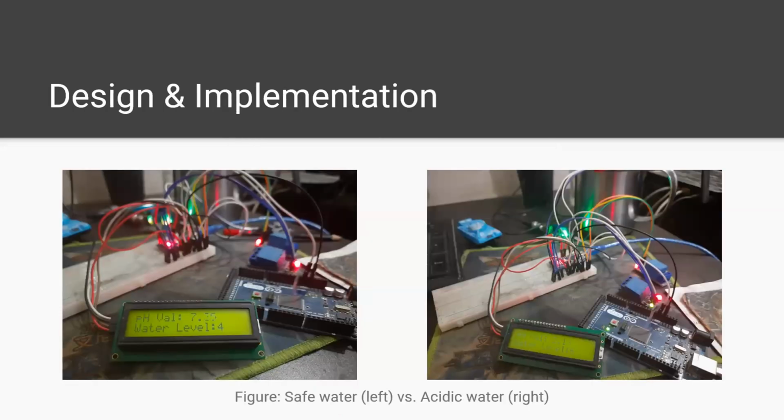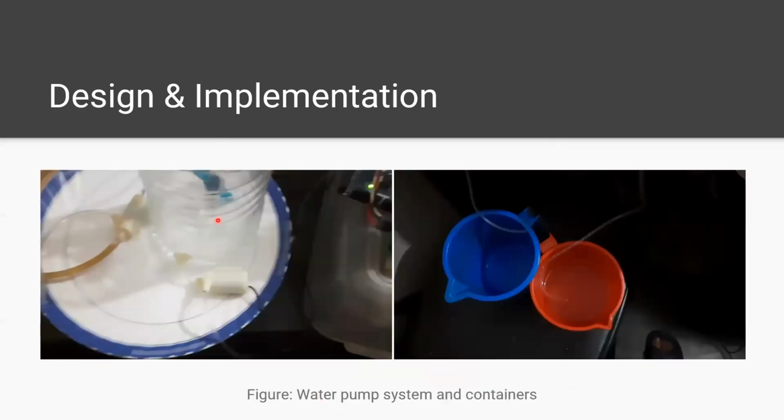And here's the design and implementation of the system. On the left side, you'll see the display showing the pH of usable water. And on the right side, it shows the pH of acidic water. Here are the pumps that we have used. And on the red beaker on the right, we have stored the acidic water. And on the blue beaker, we have stored the usable water.